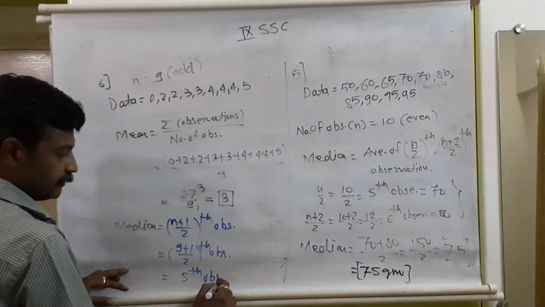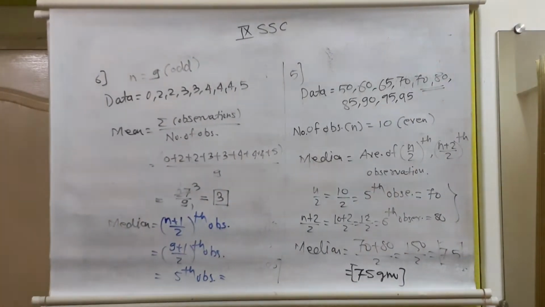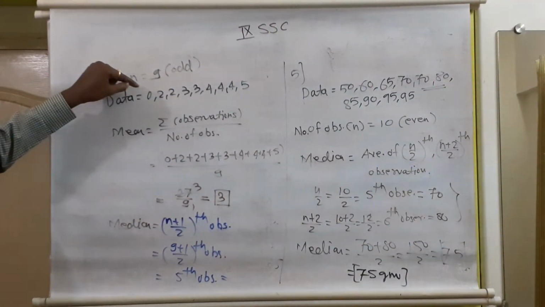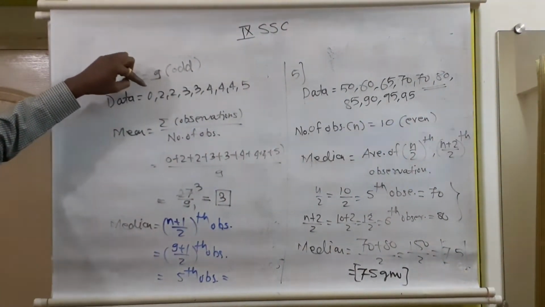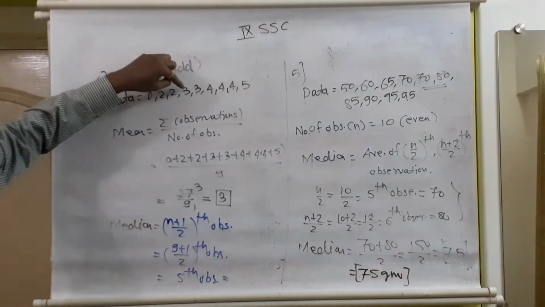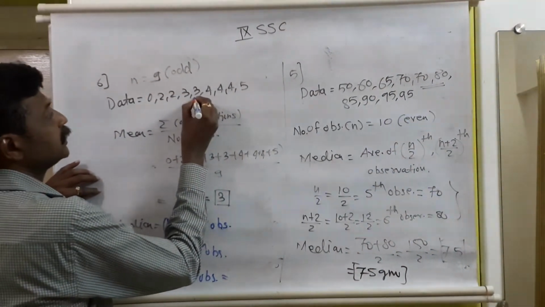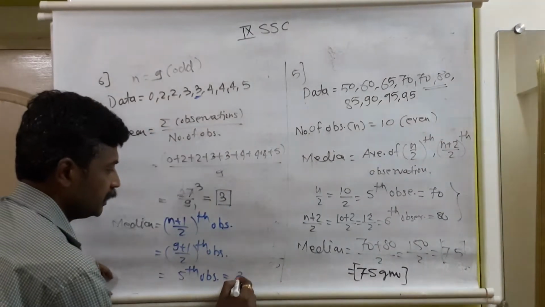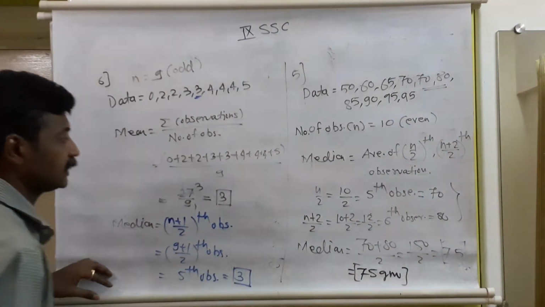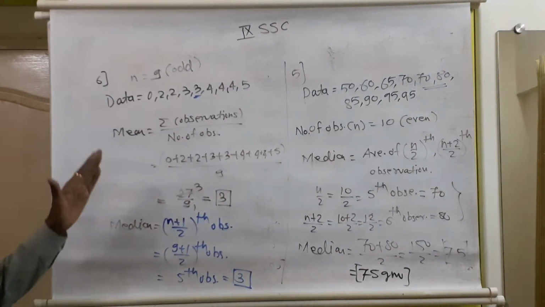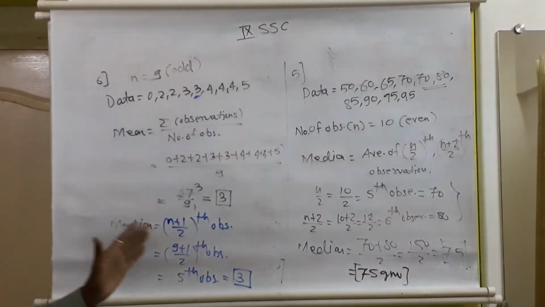The fifth observation. Now which is the fifth observation in ascending order in the given data? 0 is the first observation, don't forget it. So 1, 2, 3, 4, 5. The fifth observation is 3. So the median for the given data is nothing but 3. Mean we found 3, and median is also 3.